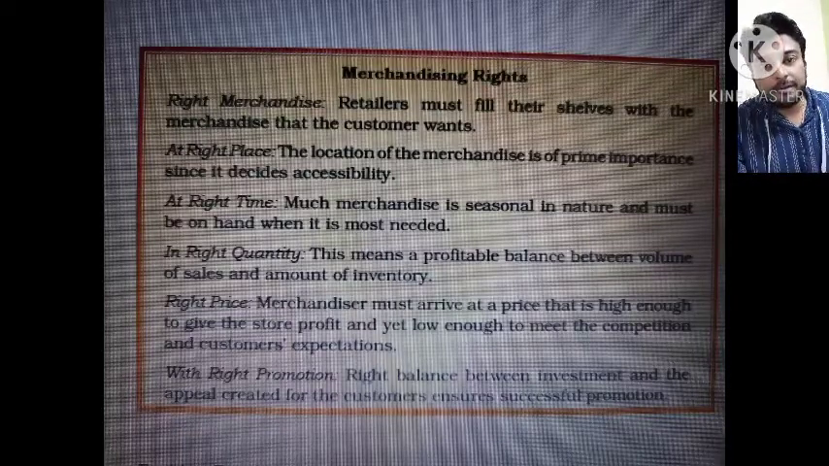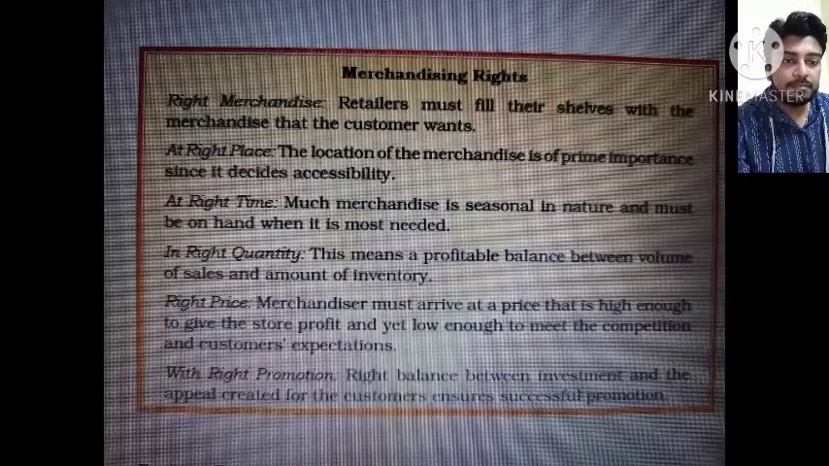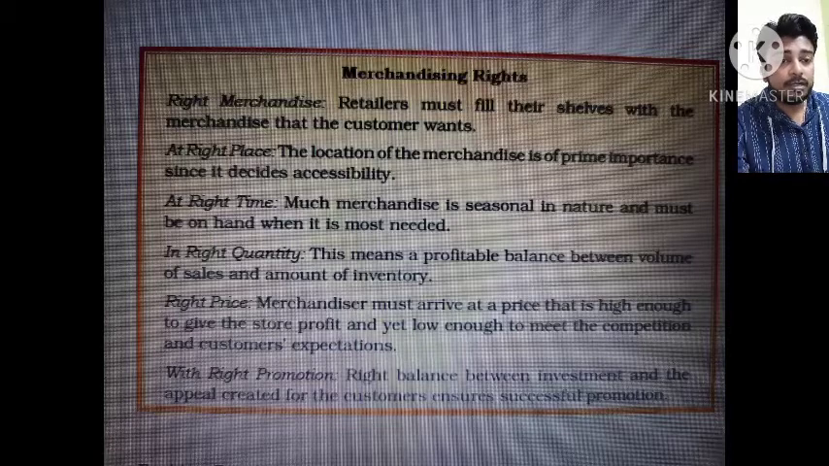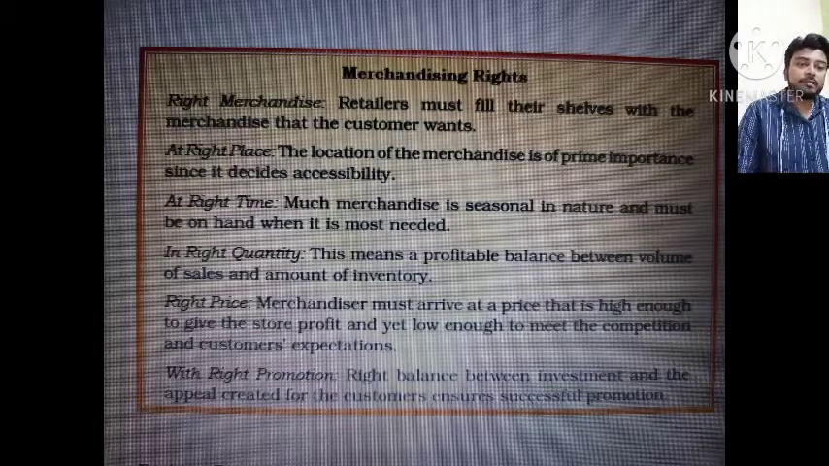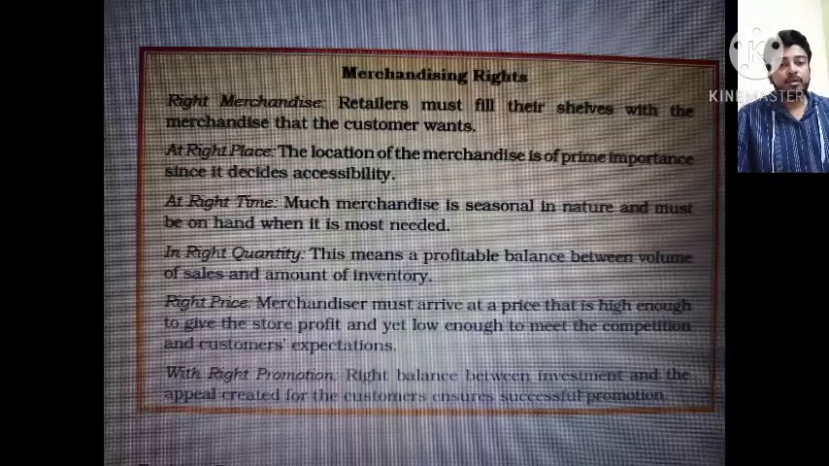Promotion is a very important part. Promotion should always be there for the customers. The right balance between investment and the appeal created for the customers ensures successful promotion.